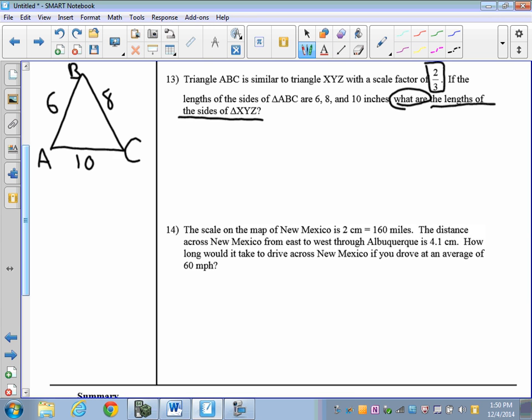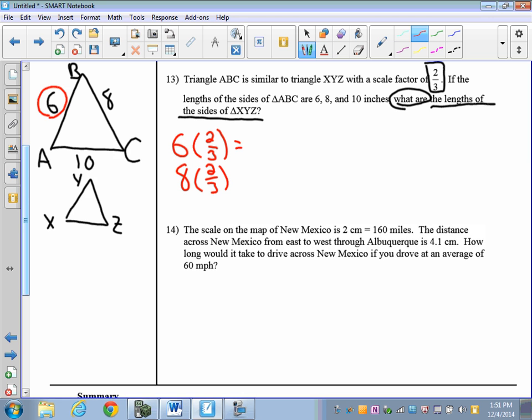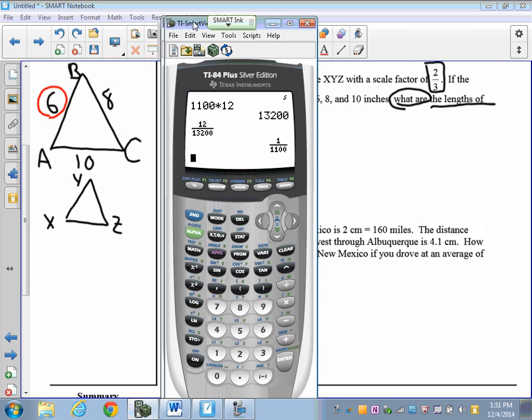When the scale factor is less than 1, that means it's going to be a smaller triangle. So I'm going to make a smaller triangle, X, Y, and Z. It's going to be smaller because I'm going to take a length, 6, and multiply it by the scale factor, 2/3. I take 8, I multiply it by 2/3. And 10, and I multiply it by 2/3. All the sides are in proportion. Remember, that's what happens with similar polygons.